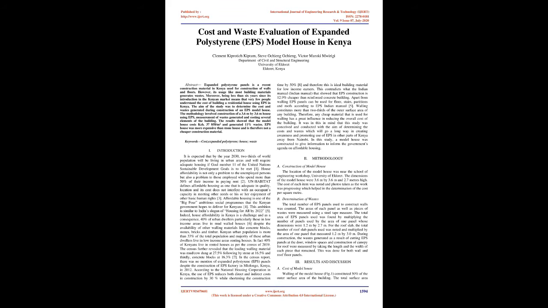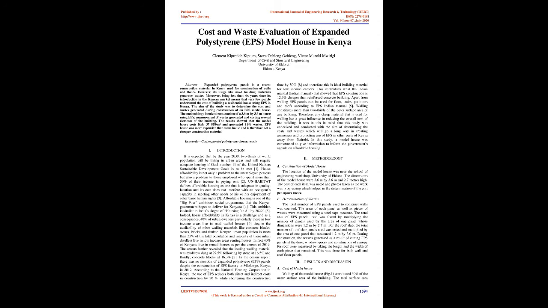UN-Habitat defines affordable housing as one that is adequate in quality, location, and its cost does not interfere with an occupant's capacity in meeting other needs or his or her enjoyment of other basic human rights. Affordable housing is one of the big four ambitious social programs that the Kenyan government hopes to deliver for Kenyans. This ambition is similar to India's slogan of Housing for All by 2022.